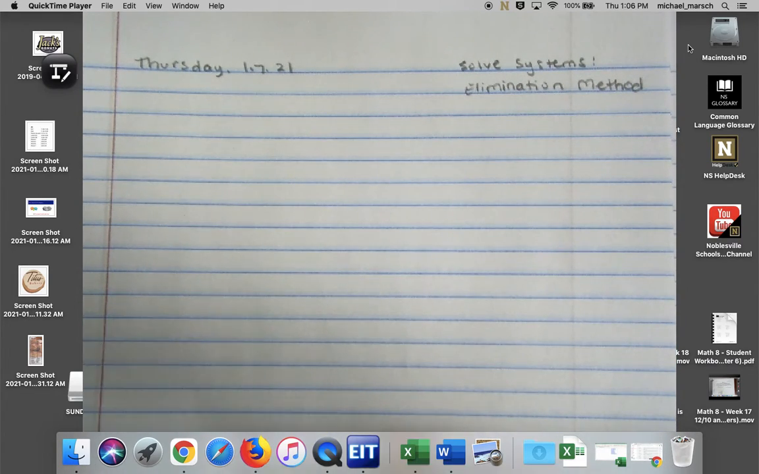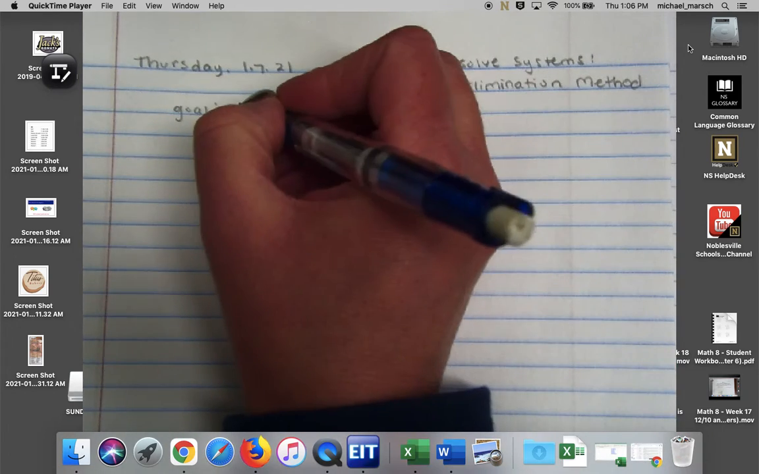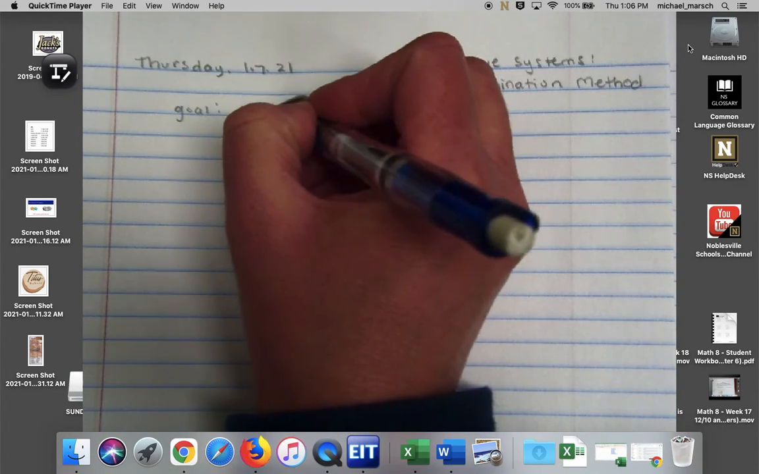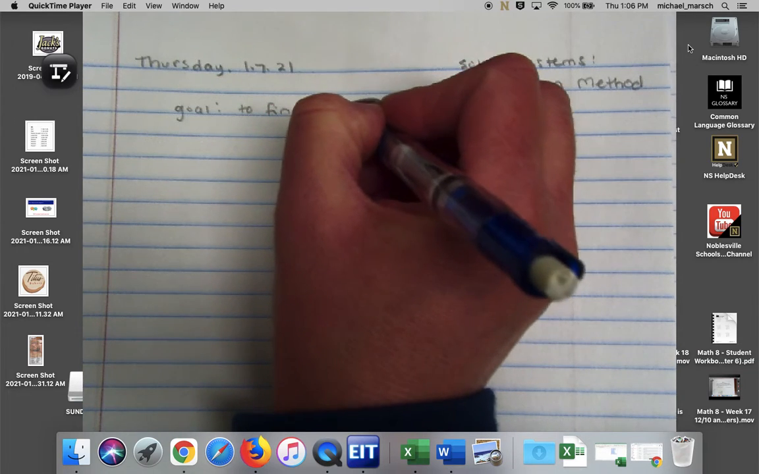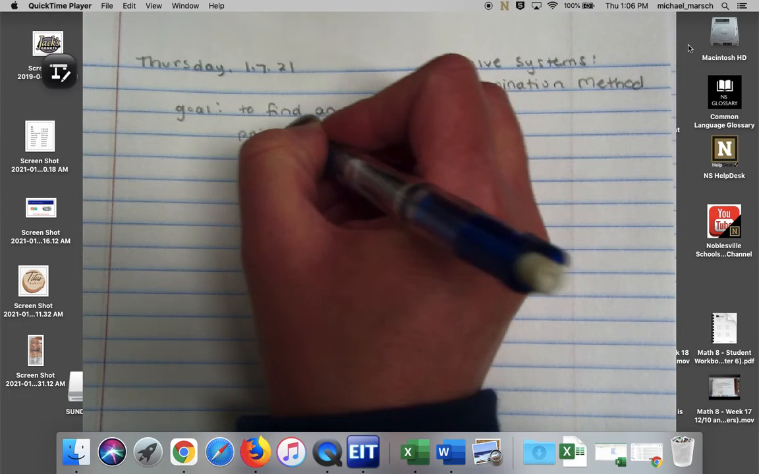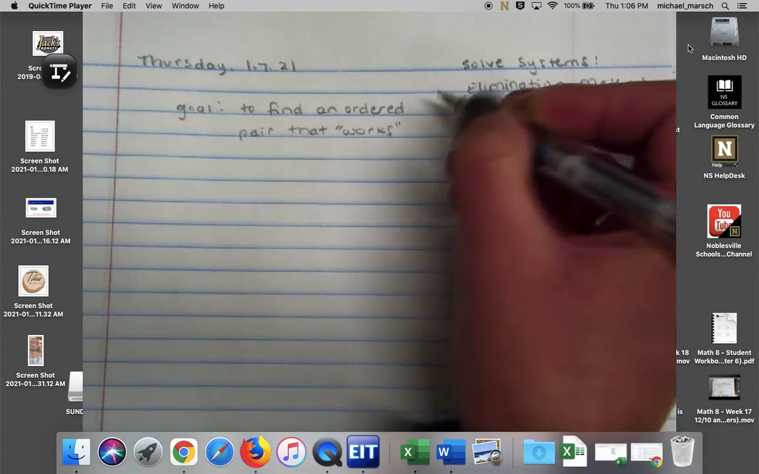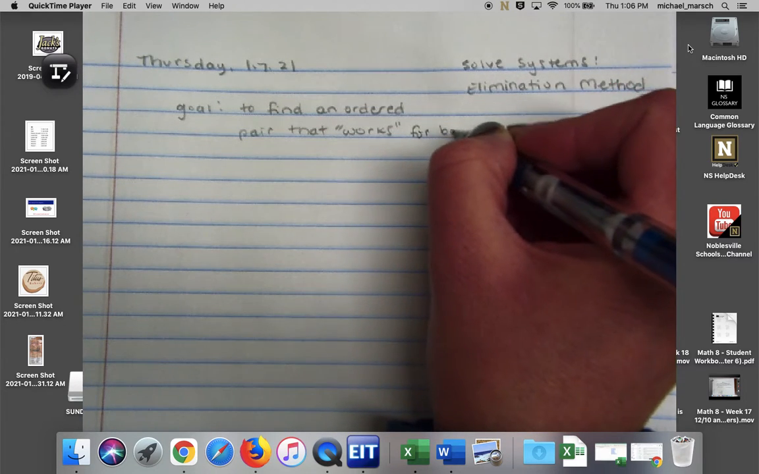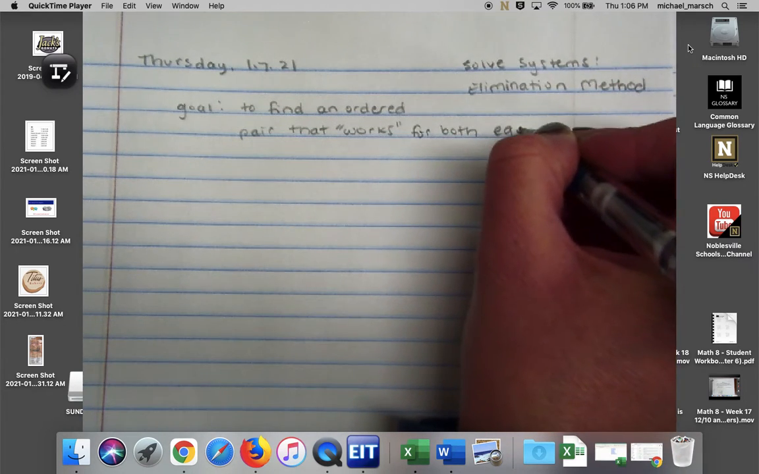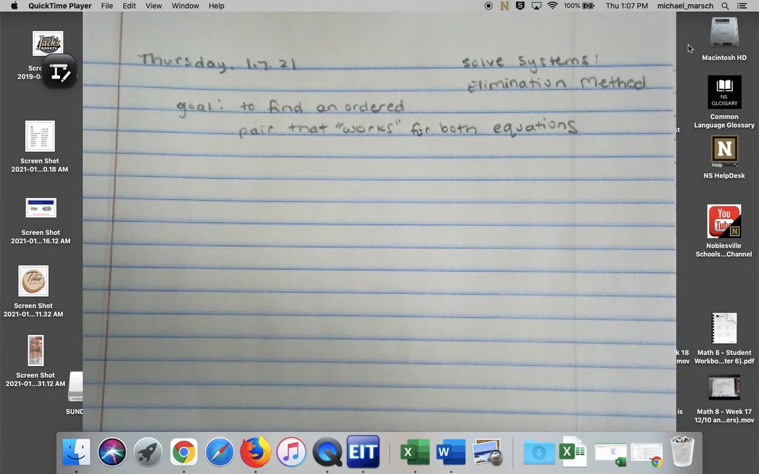Remember, our goal every time we do this is to find an ordered pair that works for both equations. That hasn't changed. We're still trying to find that spot on the graph where the two lines would intersect.